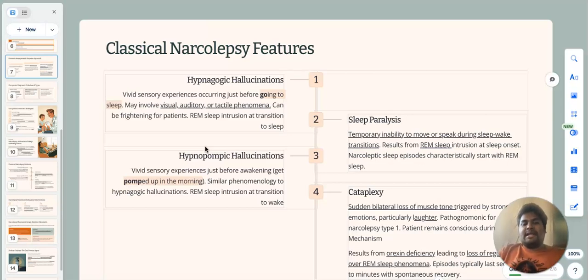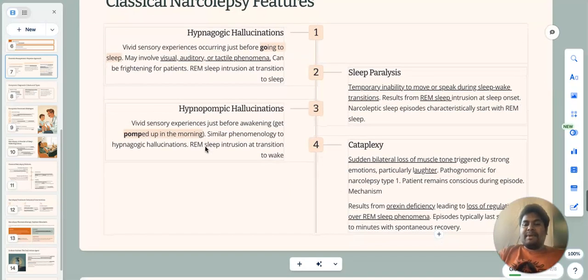Narcolepsy is classically associated with 4 different things, and the first is hypnagogic hallucinations. So the hallucination, either visual, auditory, or tactile, that the person experiences before going to bed, that's hypnagogic hallucinations. Sometimes he has hypnopompic hallucinations. That means similar hallucinations that develop when the person wakes up in the morning, and that's hypnopompic hallucinations. Similarly, there will be sleep paralysis.